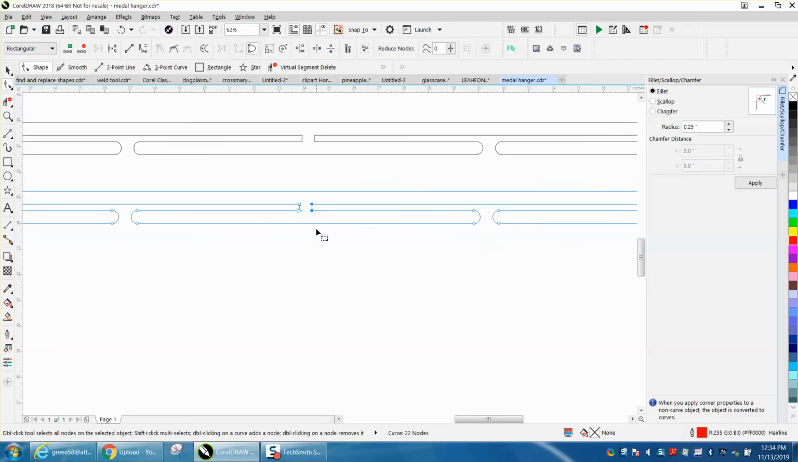You would want that straight anyway. I don't think you could fillet it that small a mark.